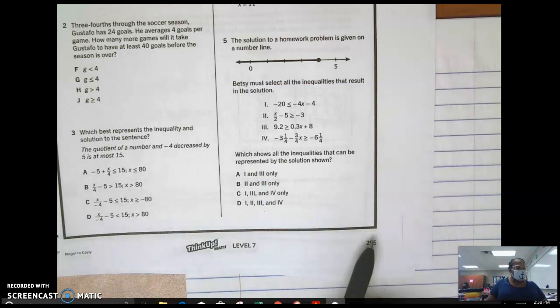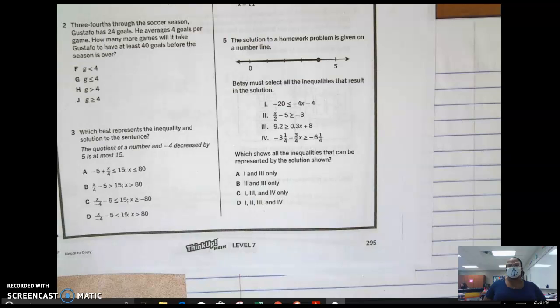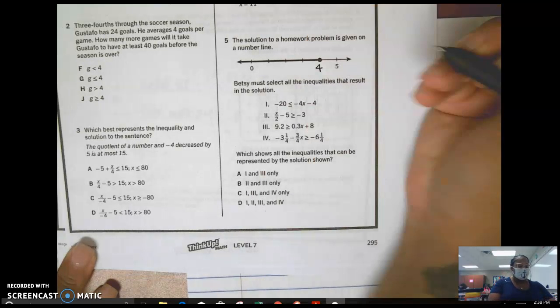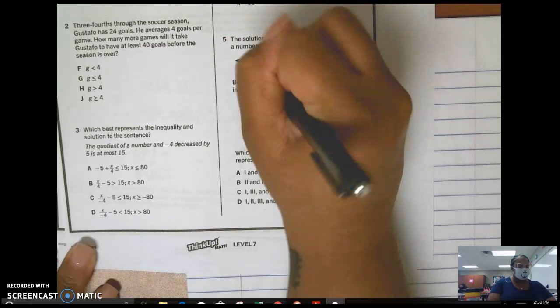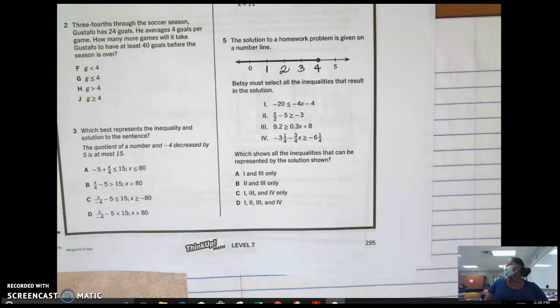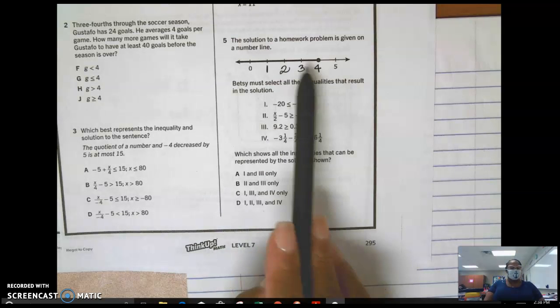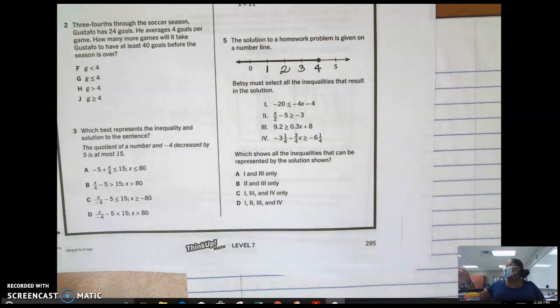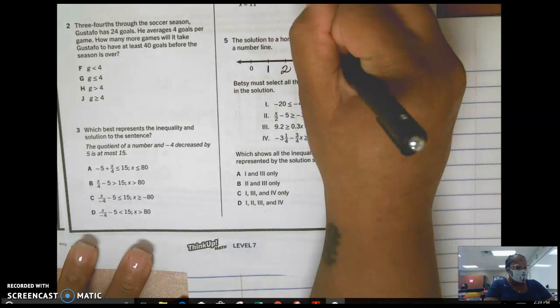Okay, on page 295, question number 5. It says the solution to a homework problem is given on a number line. What number is this right here? This is 4, then this is 3, this is 2, and this is 1. If you notice, they have bolded this line that's extending to the left. So what is it saying about these numbers to the left of 4? They're less than 4.